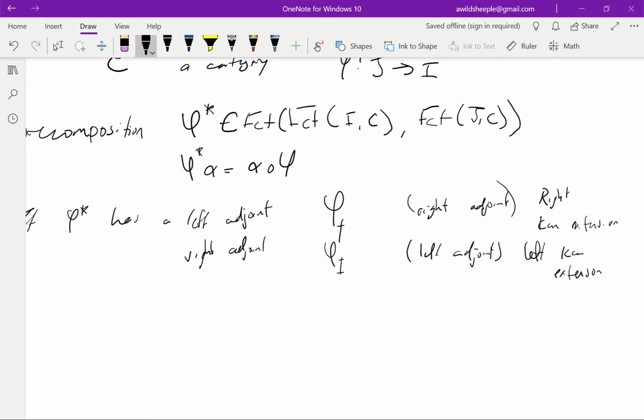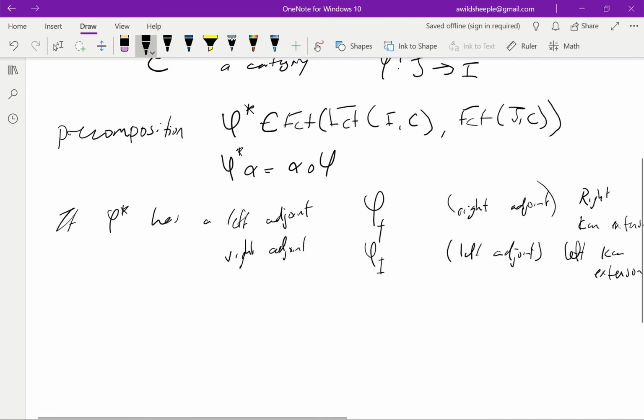Well, after reading in Emily Riehl's book, which is of course completely invaluable, maybe I point you to her, I was able to make some progress, and the book is called Categories in Context.